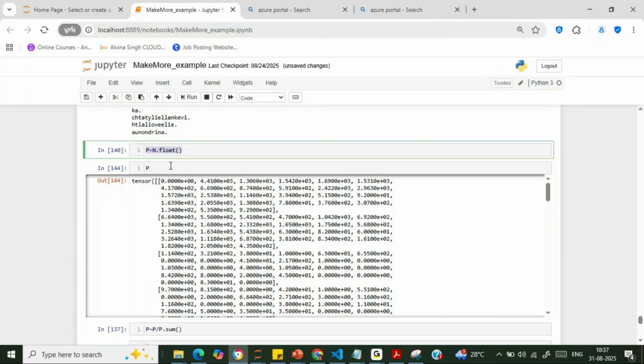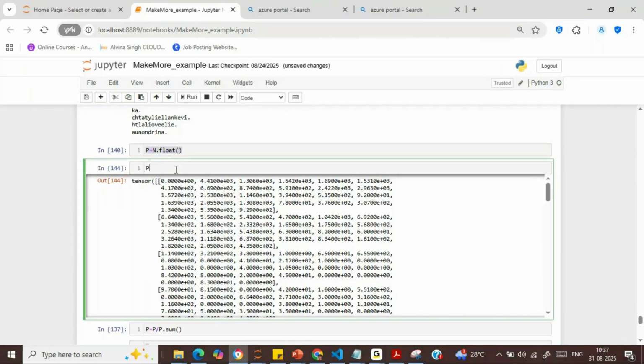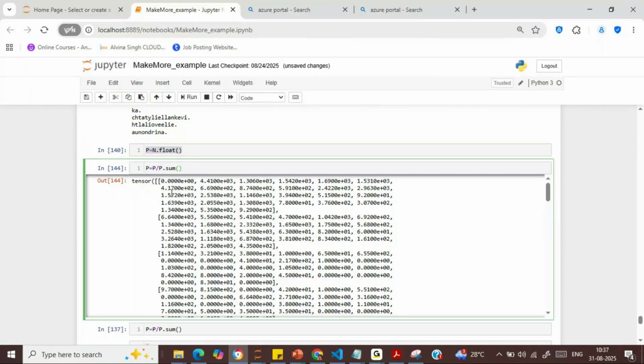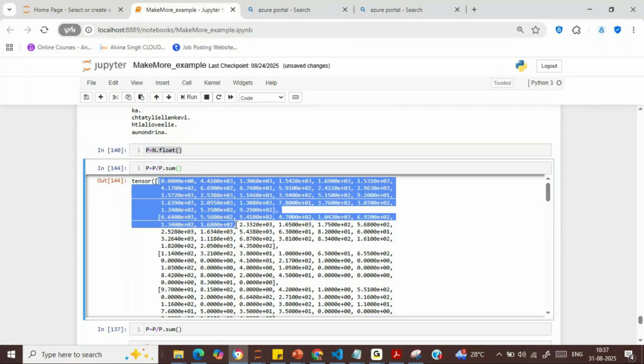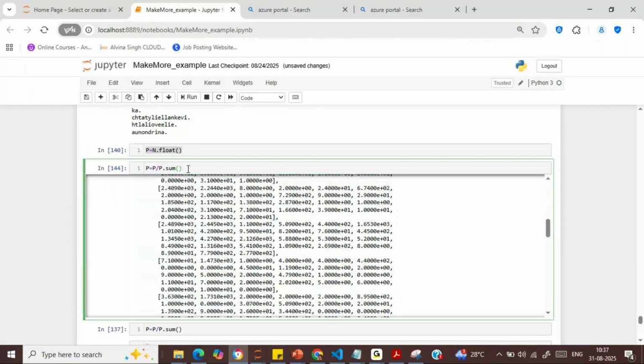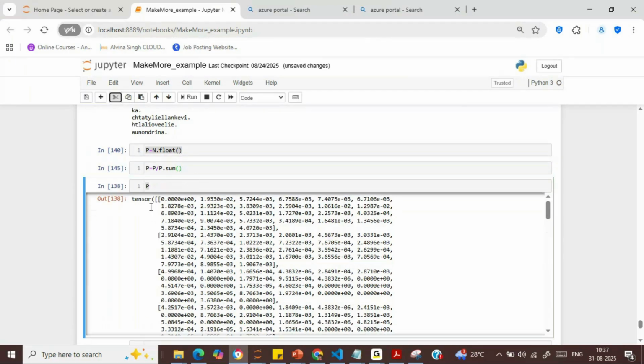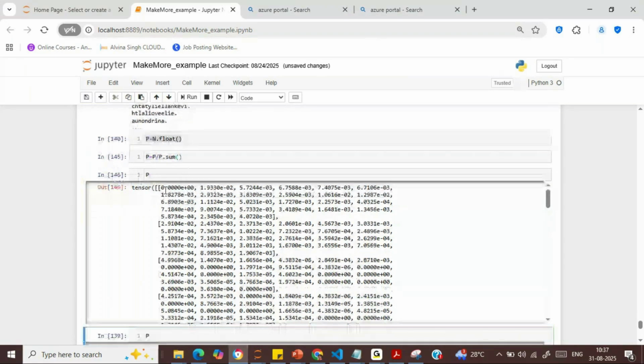So p equal to p divided by p dot sum. Previously we did the calculation for the first row only. Now we are doing this particular calculation for all the rows. We are having 27 rows, so it will be done for all the 27 rows, p divided by p dot sum. Let me remove this one, and at this moment p is this one.